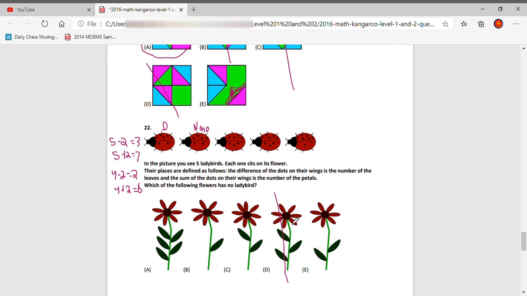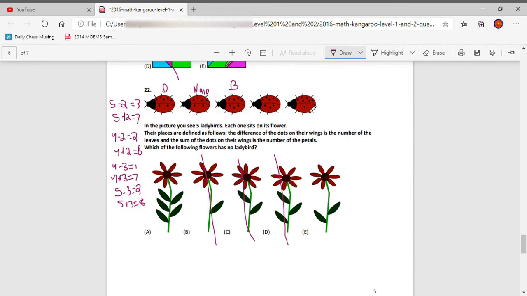Now for this one, it has 4 and then 3. So 4 minus 3 equals 1. And then 4 plus 3 equals 7. So this one has 1 leaf and it has 7 petals. So this one goes on B, meaning B is not an answer. Now we look at this one. 5, then 4, 3. So 5 minus 3 equals 2. Then 5 plus 3 equals 8. So C has 2 and 8. So C is not an answer.